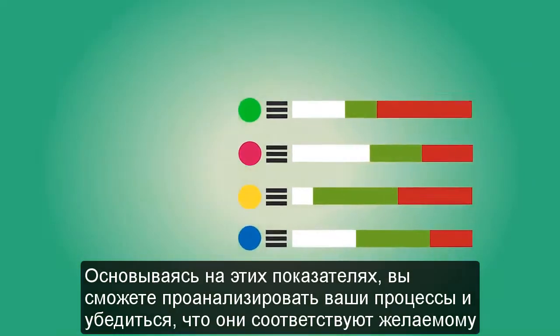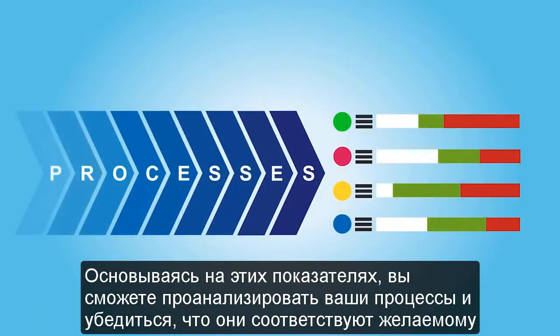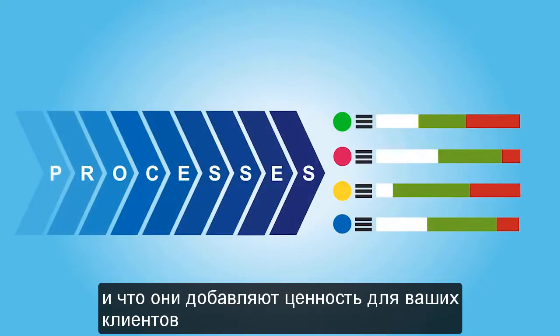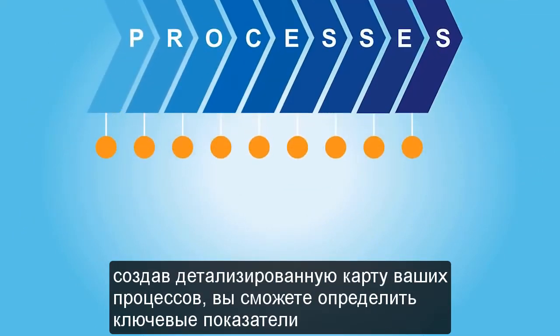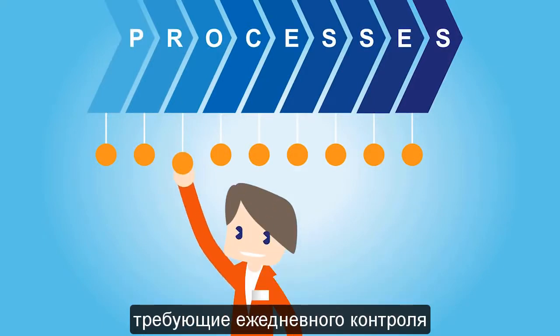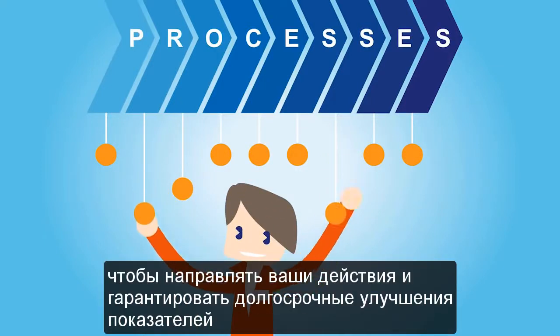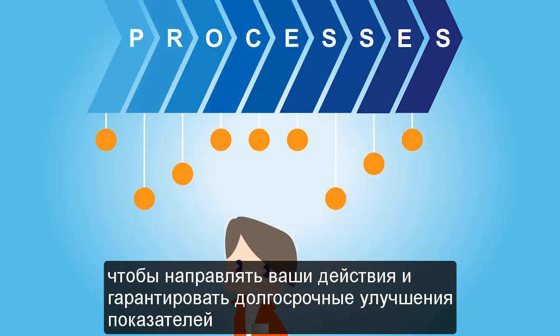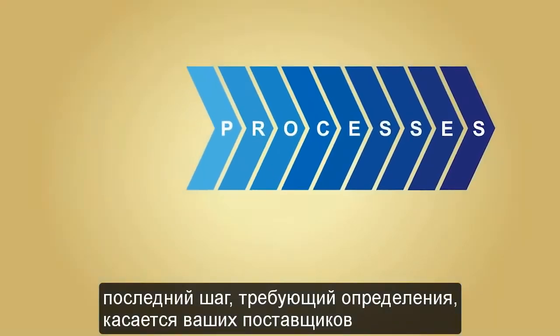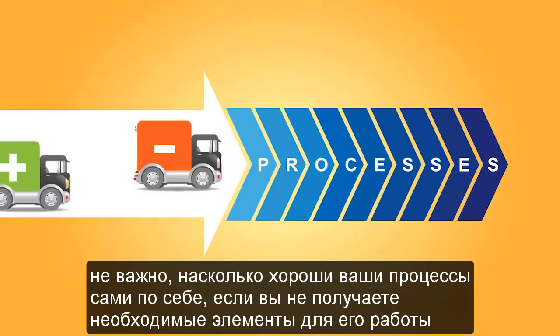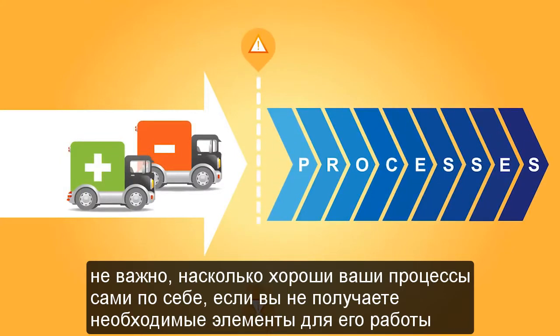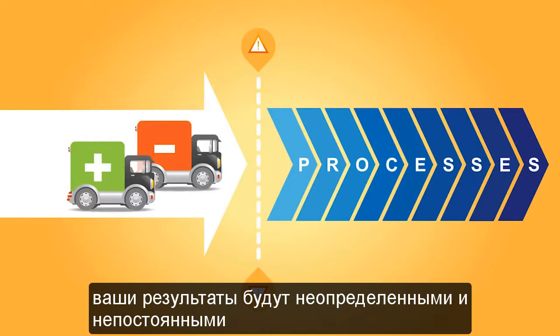Based on your main indicators, it is possible for you to study the processes to make sure they match what is required, and so that they create added value for your customers. With a detailed roadmap of your process, you will then be able to identify the workable indicators to be tracked on a daily basis in order to guide your actions and guarantee long-lasting performance. The last step to be identified concerns the suppliers of your process, as no matter how reliable your process is, if you don't have the initial elements firmly in place, the final elements will be invariably unstable.